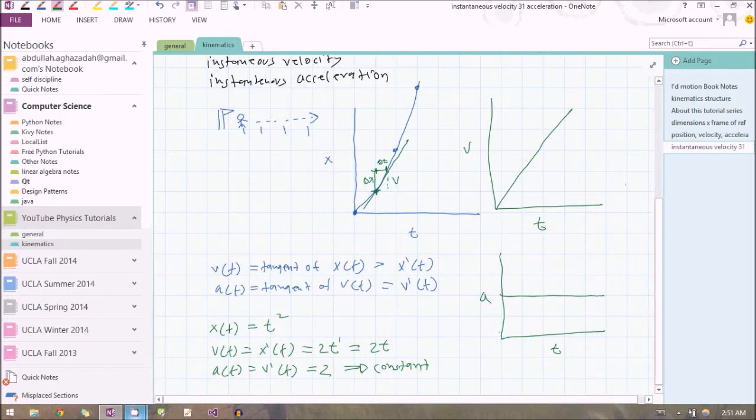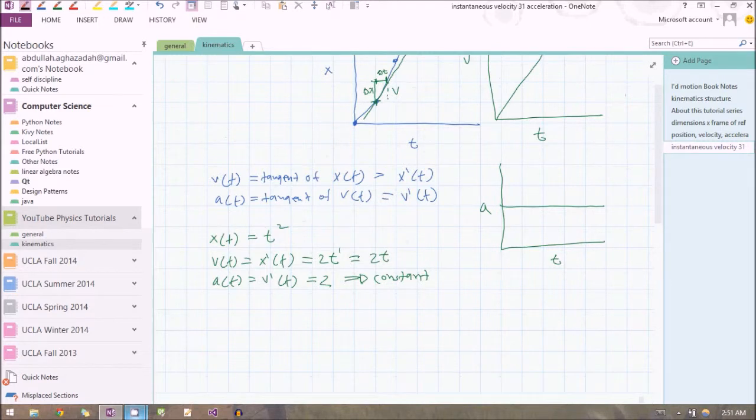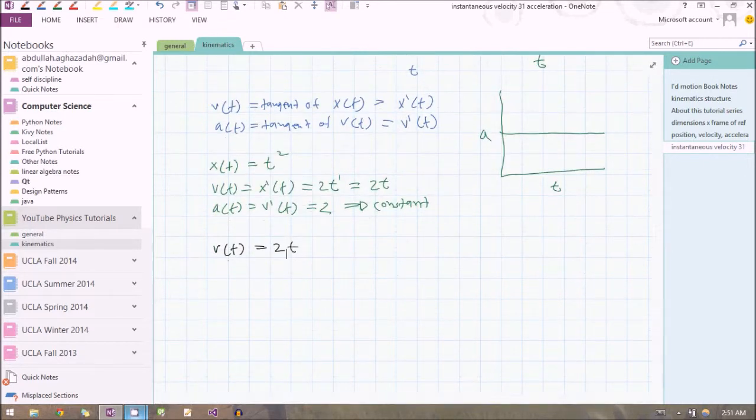Now you could also go backwards. So what if you only told me the velocity as a function of time and you wanted me to find out maybe the position as a function of time? Well, the opposite of the derivative is the integral. So let's just quickly talk about the integral. So once again, let's say that you tell me my velocity as a function of time is equal to 2t. Well, I know that velocity as a function of time is the derivative of the position as a function of time, right? And what's the opposite of derivative? Well, it's the integral.